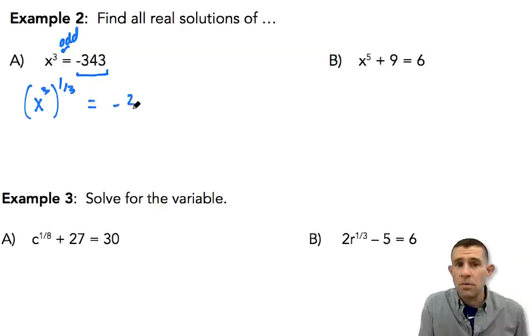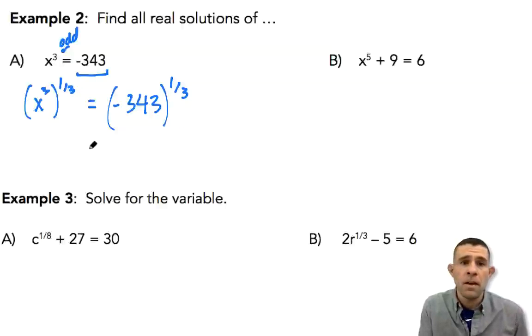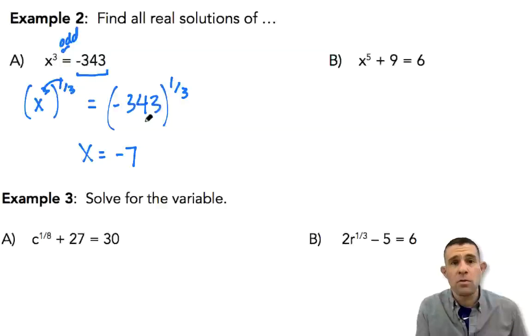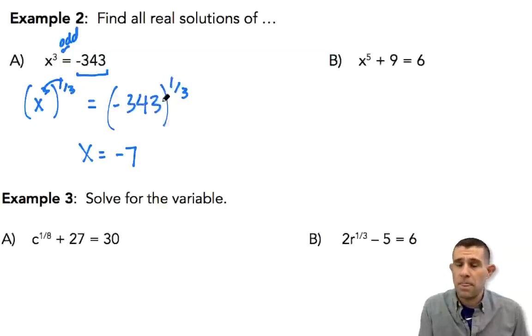And again, the rules of algebra apply. What I do to one side, I have to do to the other side. So I have to take the cube root of negative 343, and this will give me x, because 3 times a third is 1. x is now going to be equal to negative 7, because negative 7 cubed would result in negative 343. All right, in letter B here, I have x to the 5th plus 9.